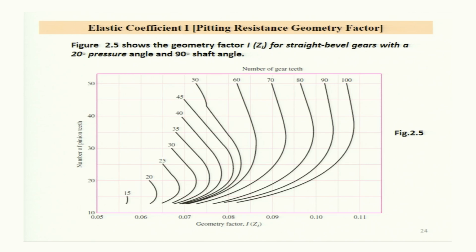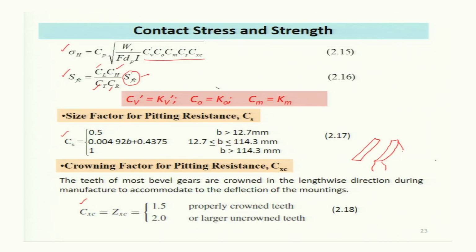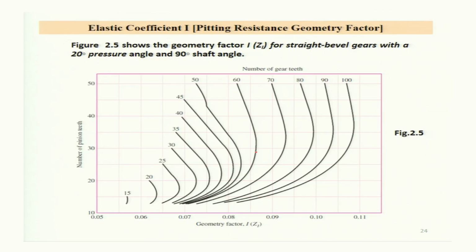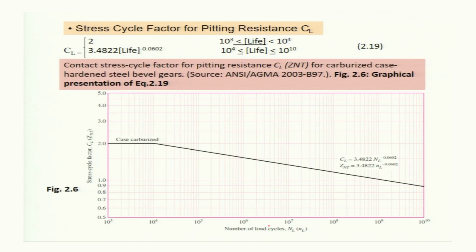The elastic coefficient I, which is used in this surface stress equation, is obtained from this curve, knowing the number of pinion teeth and number of gear teeth. You will select this one and you will get the geometry factor I. The stress cycle factor for pitting resistance CL is obtained from this equation, or you may use this curve.